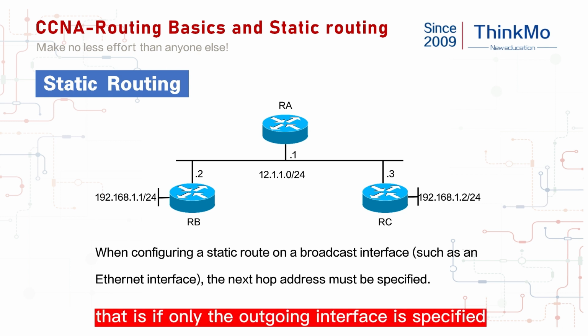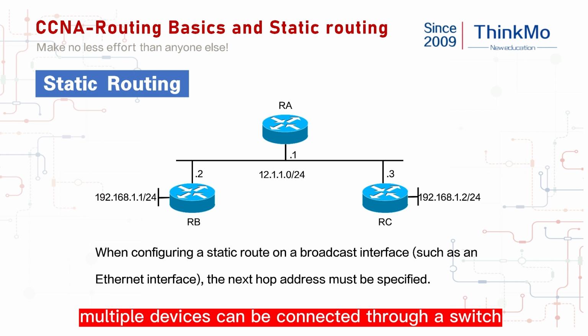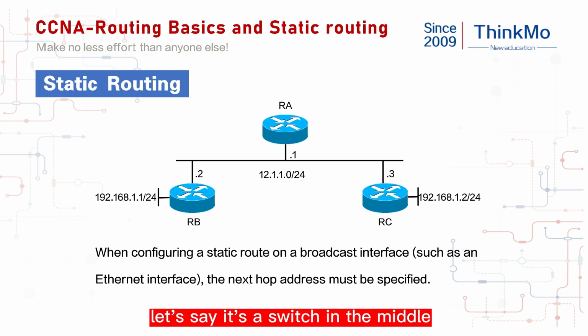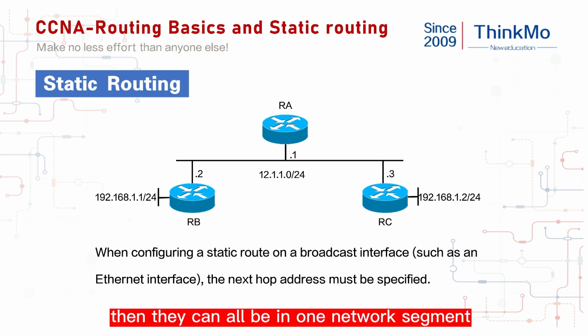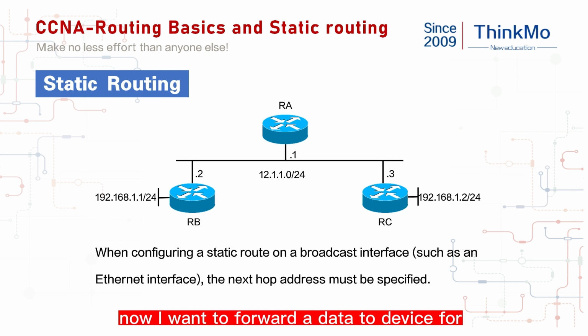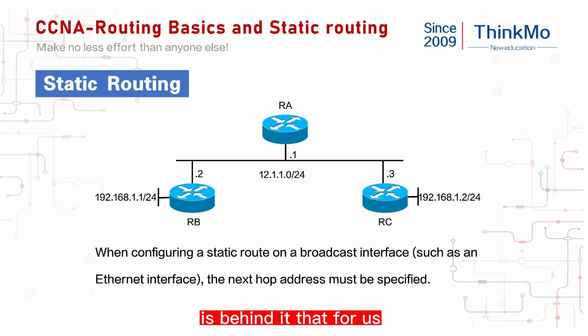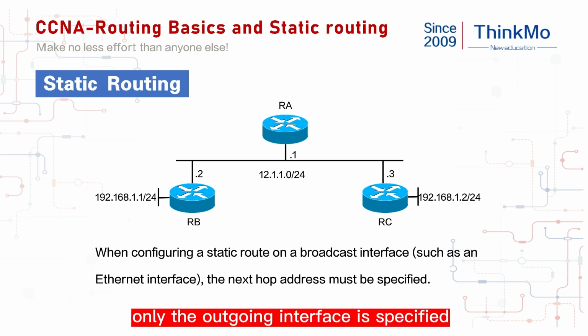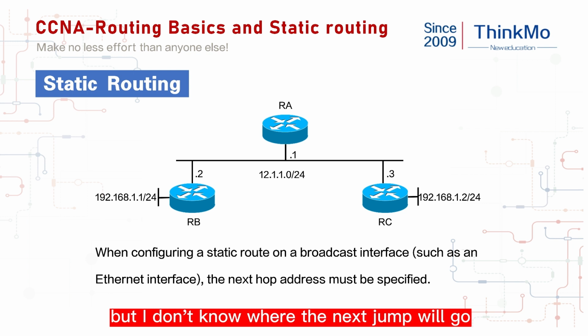That is, if only the outgoing interface is specified. Under the current network, multiple devices can be connected through a switch. Let's say it's a switch in the middle. Then they can all be in one network segment. Now I want to forward a data to device 4. For example, data arrives at a network segment behind it. That for us, only the outgoing interface is specified. Traffic is sent from here. But I don't know where the next jump will go.